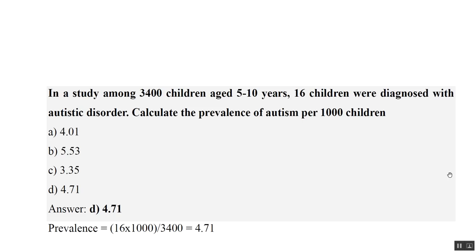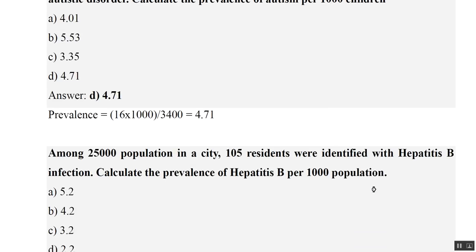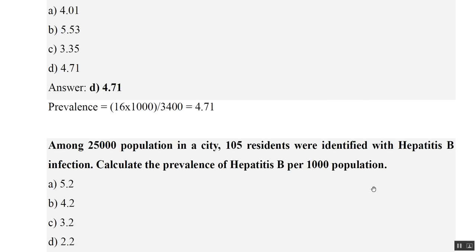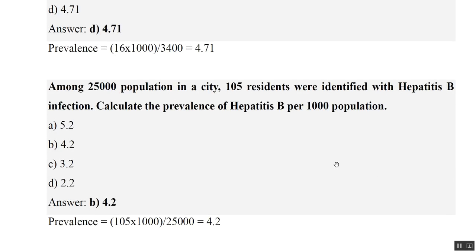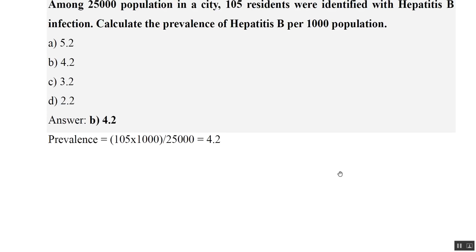In a study among 3,400 children aged 5 to 10 years, 16 were diagnosed with autistic disorder. Calculate the prevalence of autism per 1000 children. So again applying the formula, 16 into 1000 divided by 3400 will give us 4.71. So answer is D. Among 25,000 population, 105 were identified with hepatitis B. So prevalence is 105 divided by 25,000 into 1000, so that is 4.2. So answer is B here.